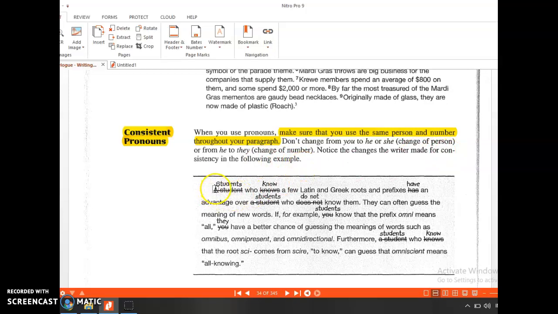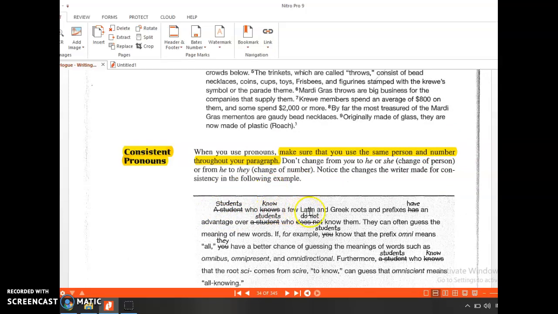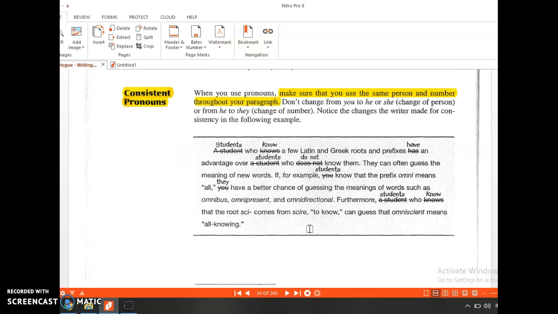For example, a student who knows a few Latin and Greek roots and prefixes has an advantage over a student who does not know them. They can often, see? The author used they. It is not consistent with a student. A student is singular while they is plural. So it is not consistent. That's why you have to change it in such a way so that it's consistent.